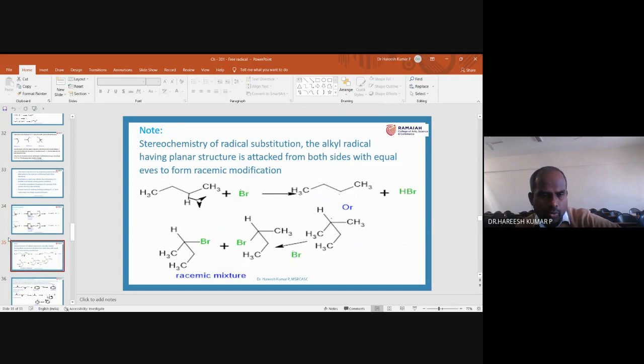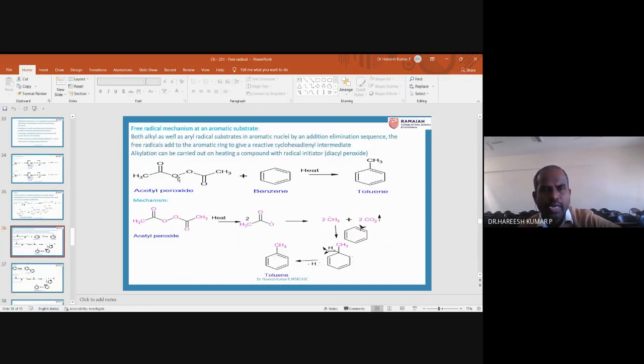Okay, so now let's move on to the next concept, that is free radical mechanism at an aromatic substrate.